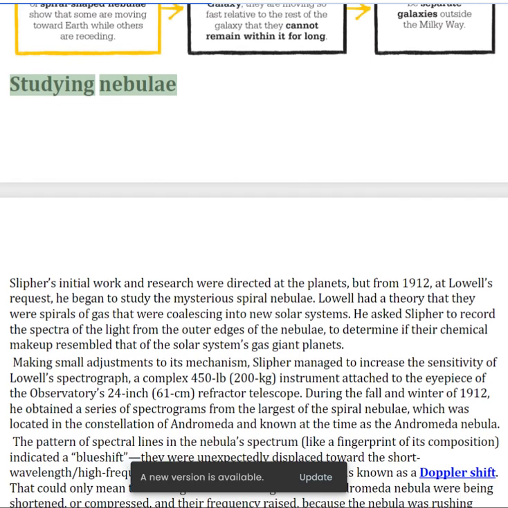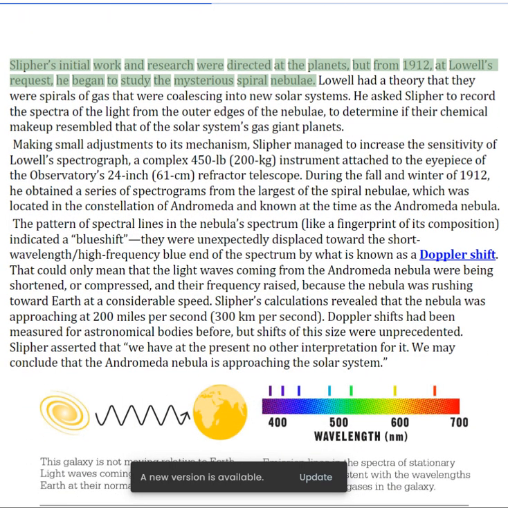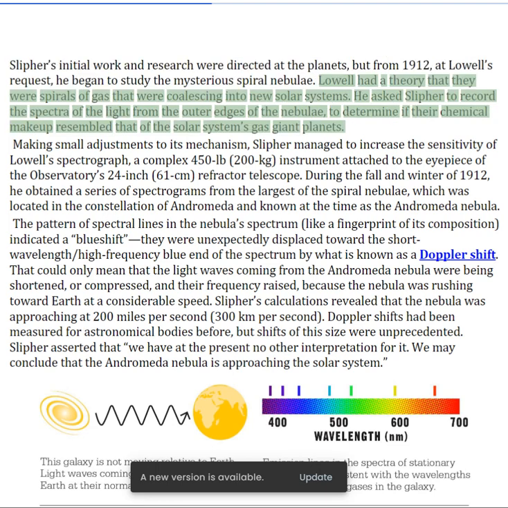Studying nebulae. Slipher's initial work and research were directed at the planets, but from 1912, at Lowell's request, he began to study the mysterious spiral nebulae. Lowell had a theory that they were spirals of gas that were coalescing into new solar systems. He asked Slipher to record the spectra of the light from the outer edges of the nebulae, to determine if their chemical makeup resembled that of the solar system's gas giant planets.